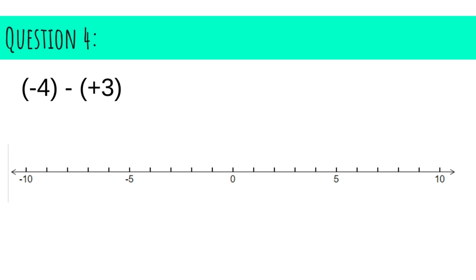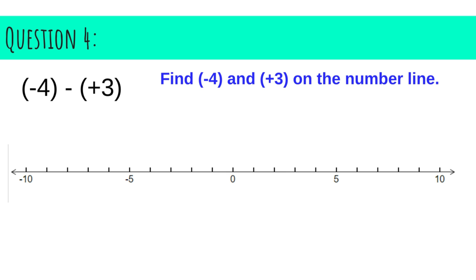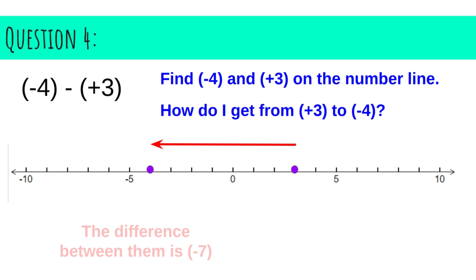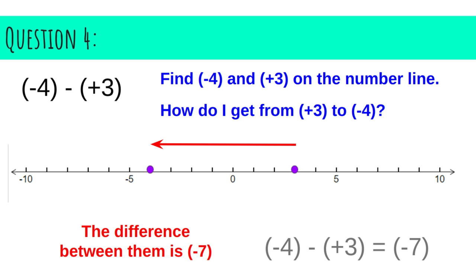Let's try one more. Negative 4 minus positive 3. Again, they're on either side of 0, so they're a little further apart. How do I get from positive 3 to negative 4? That's 7 in a negative direction.